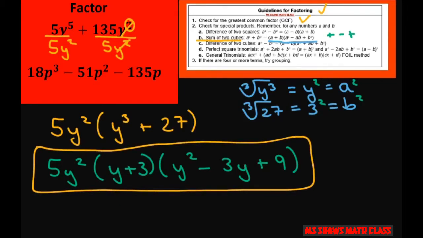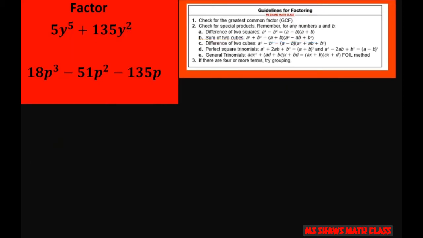Now the next one, I tried to check for the greatest common factor. Nothing factors this. So some of these harder ones, the trinomials, we can factor out a p. So let's go ahead and do that first. Factor out a p. So I'll give you 18p squared minus 51p minus 135.